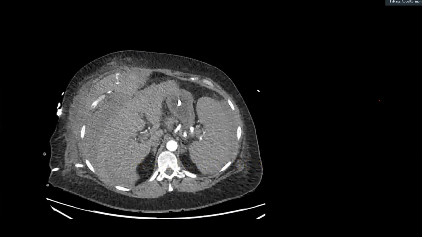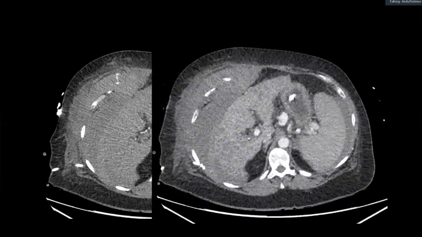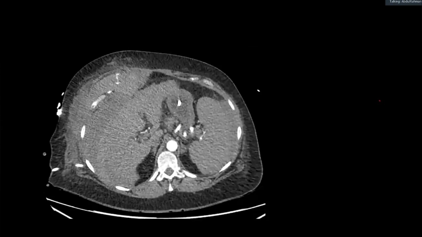The patient had radiofrequency ablation for an HCC. Okay, so sorry, radiofrequency ablation for a hepatoma or a hepatocellular carcinoma, HCC. I'm going to show you two images. This is one, and this is the other one. Okay, so I'm going to show you this first.